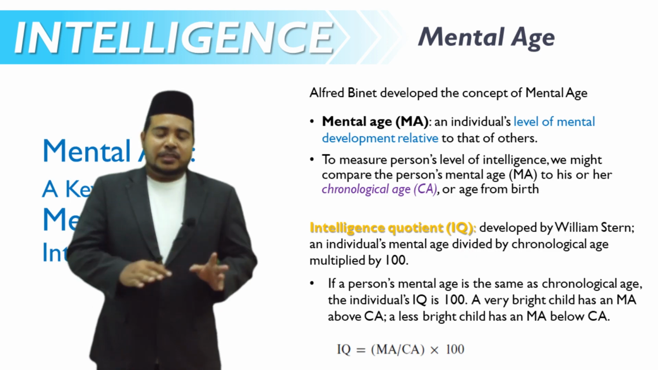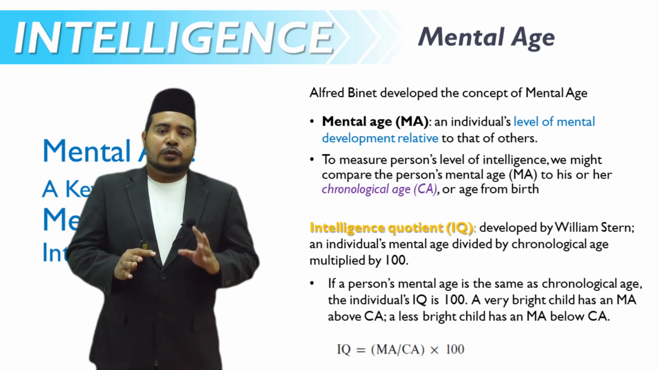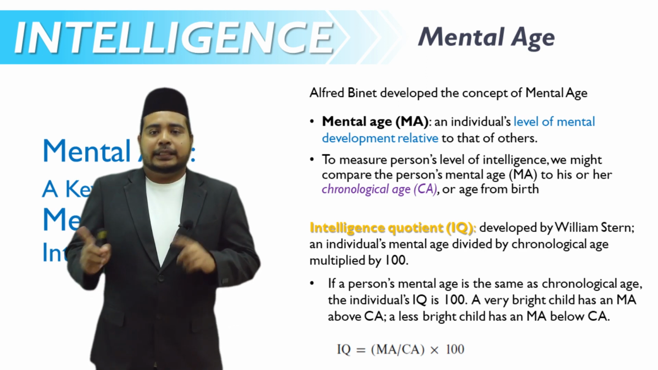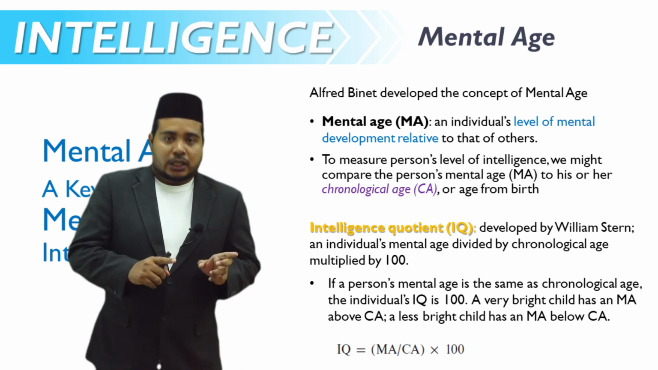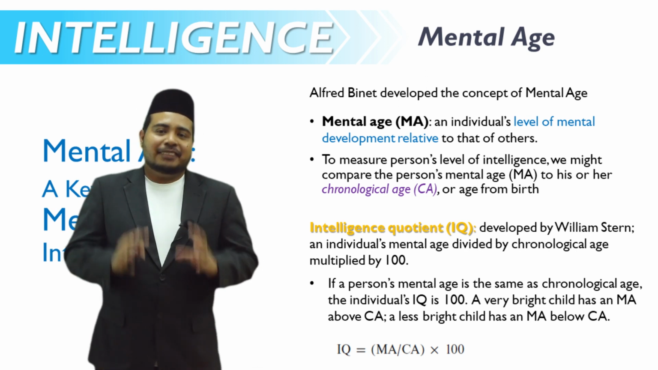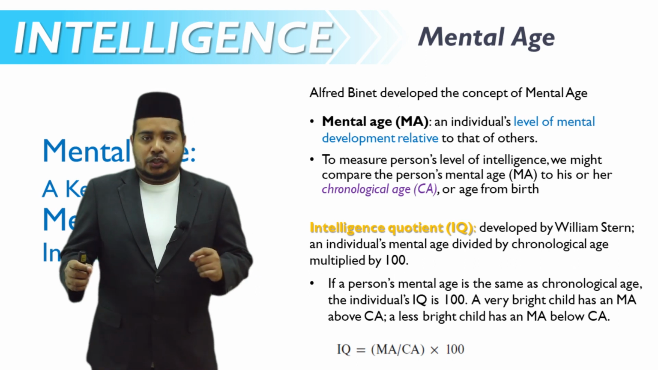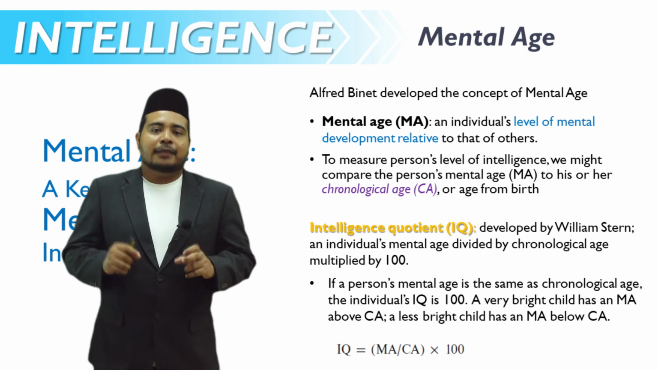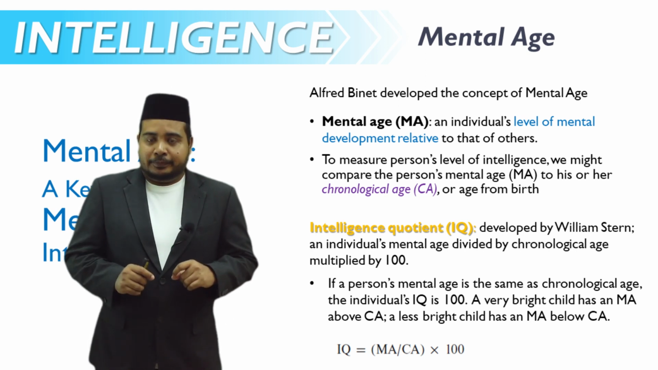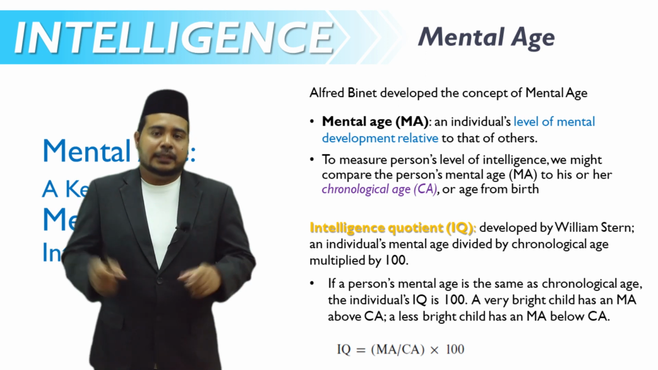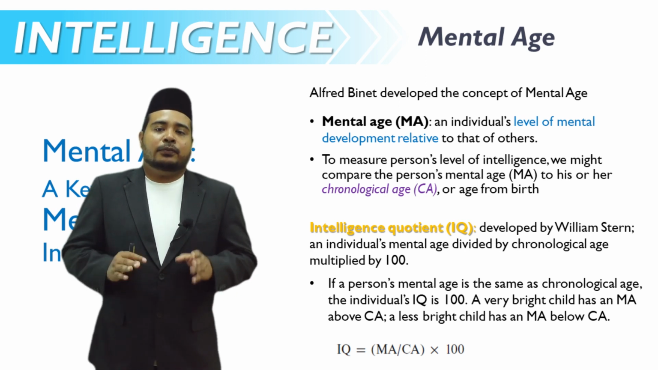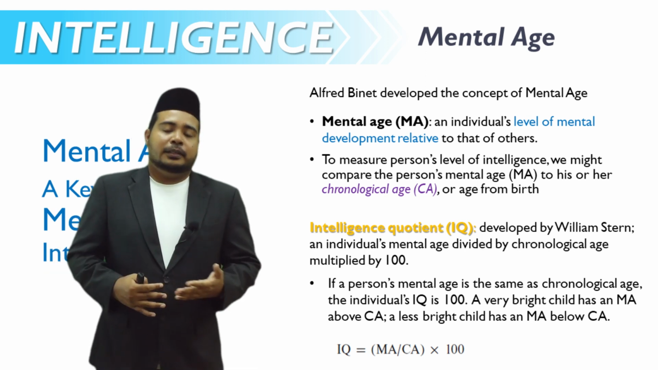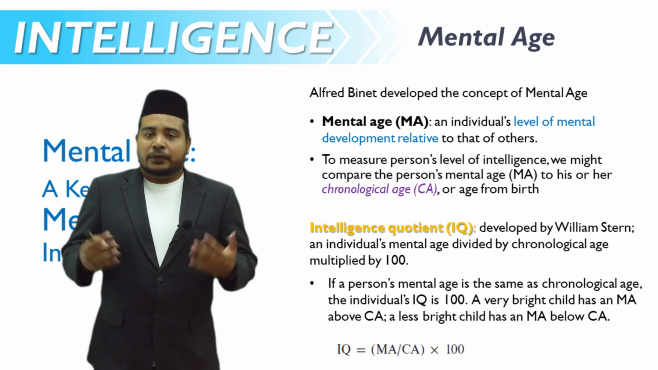When we want to measure someone's intelligence, we need to understand one key concept, which is mental age. Alfred Binet developed the concept of mental age. So what is mental age? Mental age refers to a person's level of mental development, an individual's level of mental development relative to others. So our level of mental development is referring to our mental age.